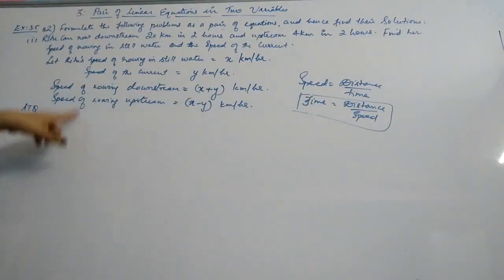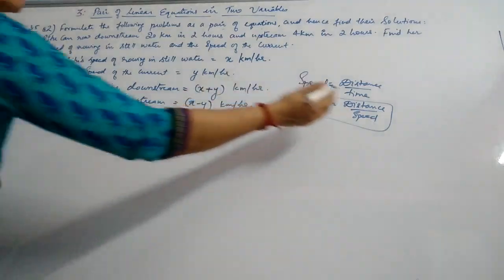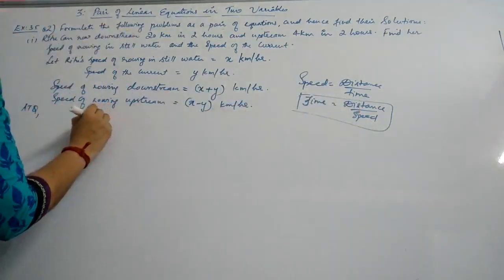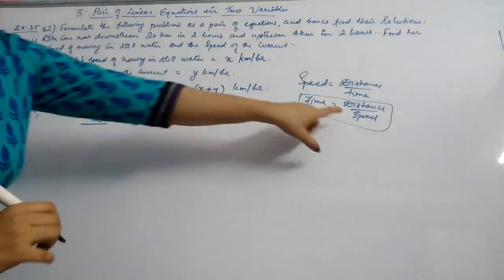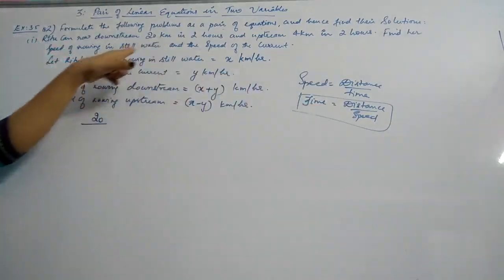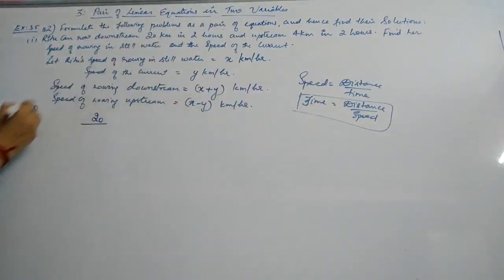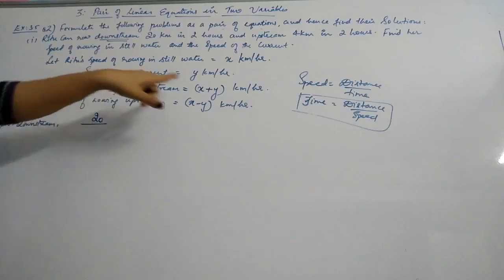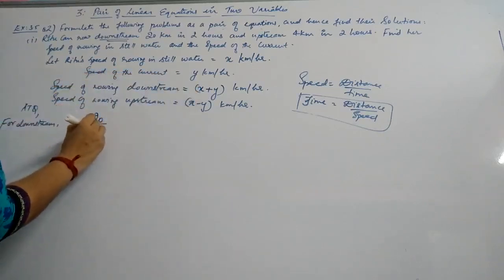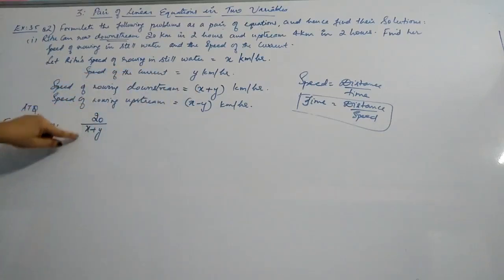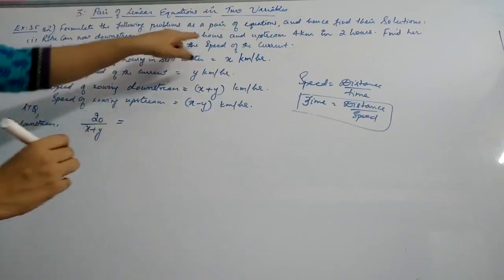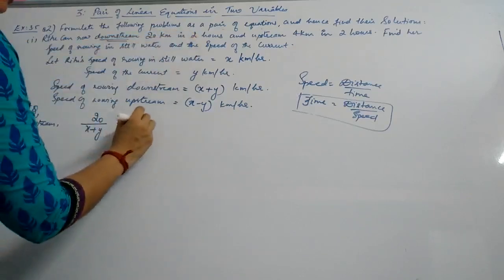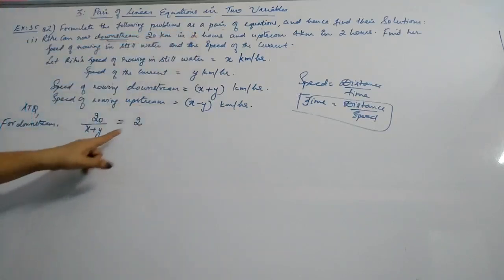What we will get, the distance covered is 20. So we get 20 divided by the speed, and this is downstream. So for downstream we are writing the equation first, and for downstream the speed is taken as x plus y. So it is 20 by x plus y, that is distance by speed, which is given to be 2. So the first equation you got.